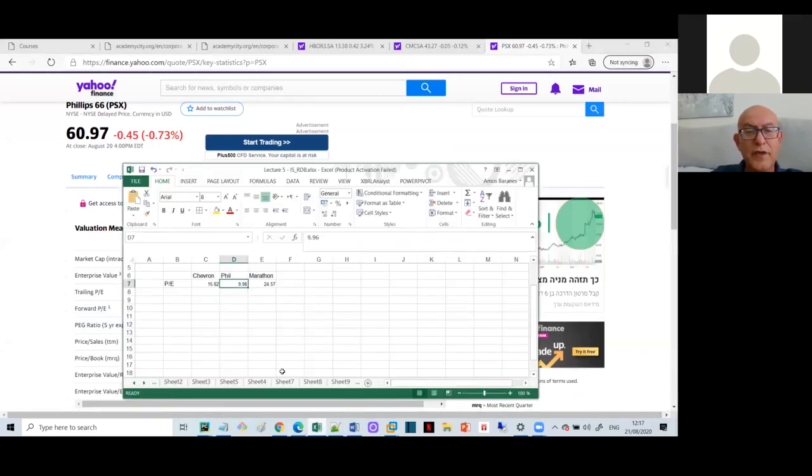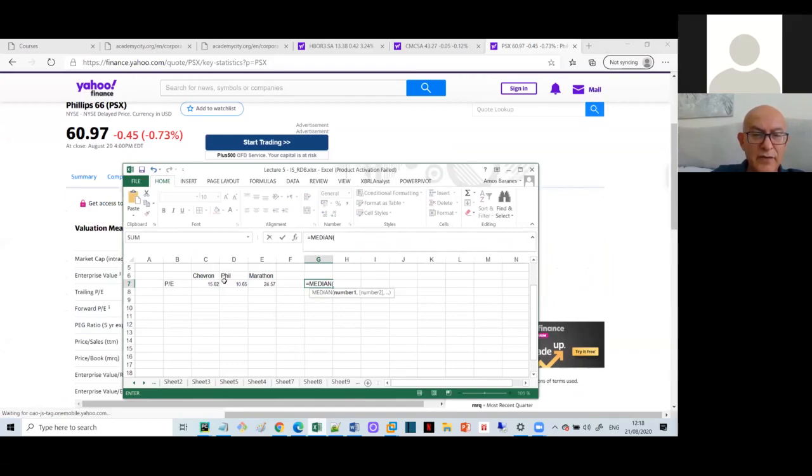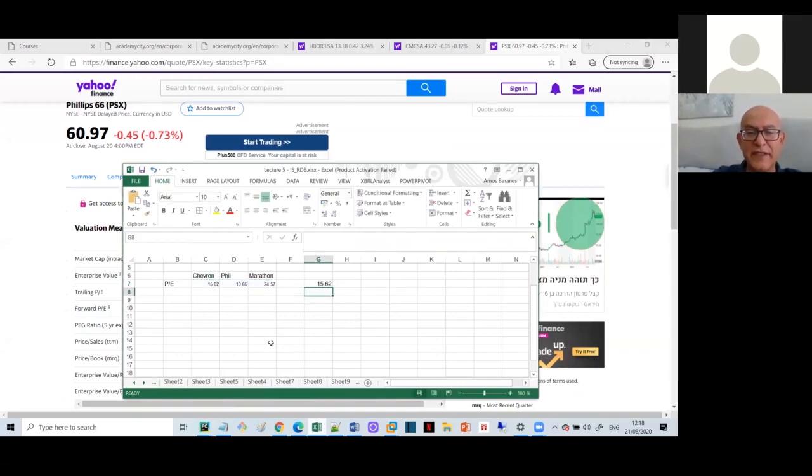Good. Okay. Next stage is just to take the median. Very good. Median. And mark those 3. And that's going to be 15 something. Okay. Beautiful. Now that we have the median, this is our estimate of P over E for our own company.